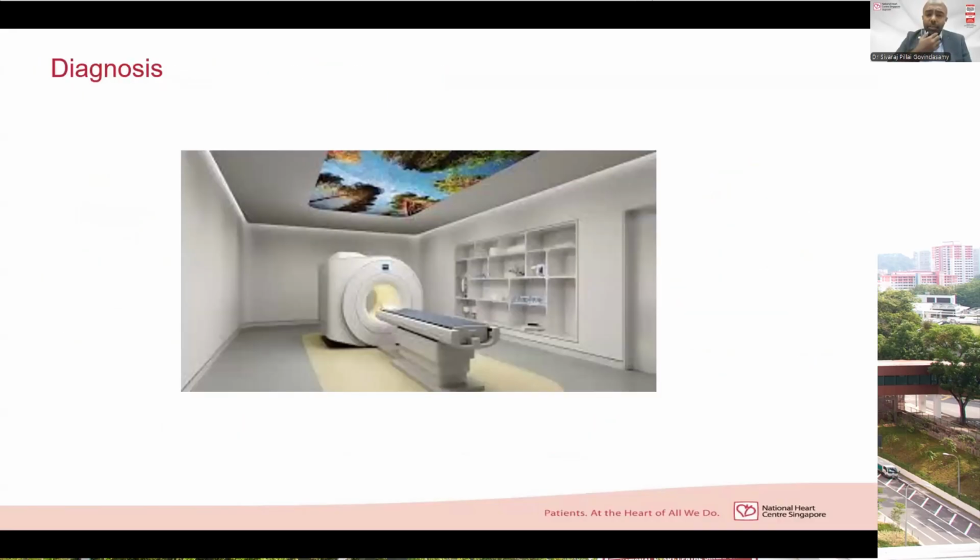So how do you get a diagnosis? There are many ways to get a diagnosis. We have moved on to ultrasound and MRI, but the one that gets you in and out promptly, with an ideal diagnosis, is a CT scan.